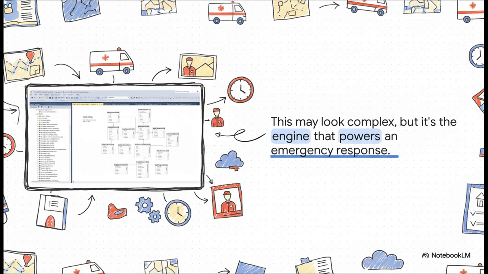Okay, I know what you're thinking. At first glance, this just looks like a crazy web of boxes and lines, right? But believe me, this is the master plan. This is the operational engine for an entire ambulance service, and I promise, by the end of this, you're going to be able to read this thing like a map.